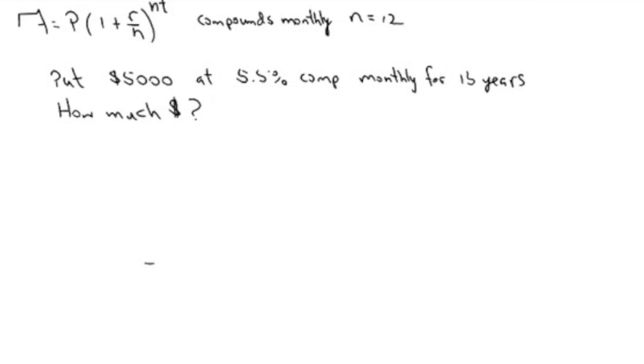You just plug it in. Simple formula. A equals 5,000, parentheses 1 plus 0.055, your interest rate, over 12, raised to 12 times 15. When you type it in your calculator, you either put parentheses around the 12 and the 15, or figure out what 12 times 15 is first and then type it in.